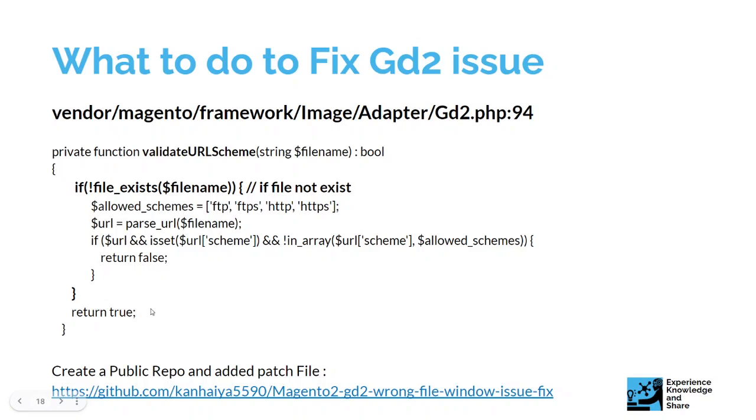So for more information, I created a public repository in my GitHub account, and the path is given here. The path is Magento to git Gd2 wrong file window. I'll attach the same link in the comment box also. Please have a look and get the details.